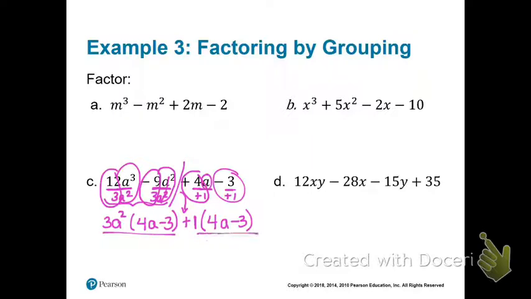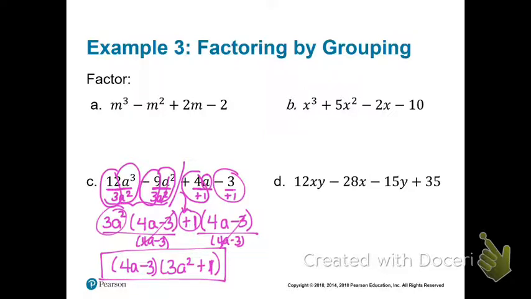Two different terms. Parentheses are the same, so we're going to greatest common factor that out. So we're going to divide both of them by 4a minus 3. And we can see we're left with 3a squared plus the 1. And the 4a minus 3's will cancel. No greatest common factors. Neither parenthesis has 4 terms, so that's our factoring.